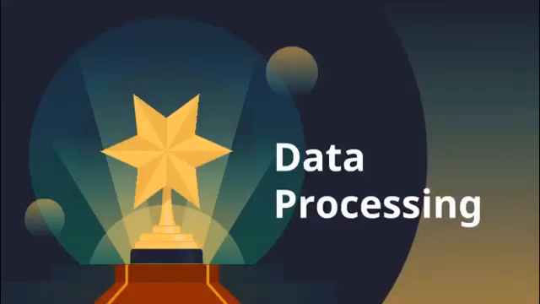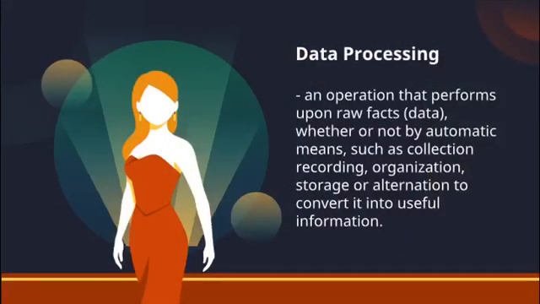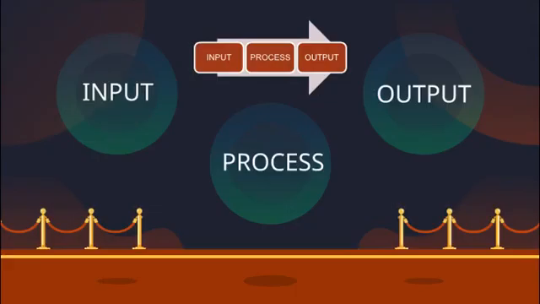Data processing. What is data processing? Data processing is an operation that is performed upon raw facts, whether or not by automatic means, such as collection, recording, organization, storage, or alteration, to convert it into useful information. Data processing usually involves three basic activities: the input, process, and output.